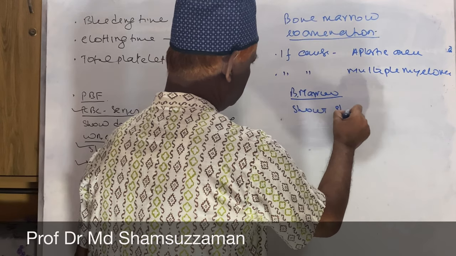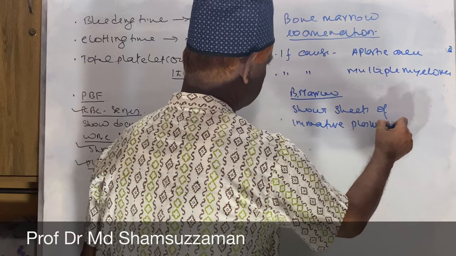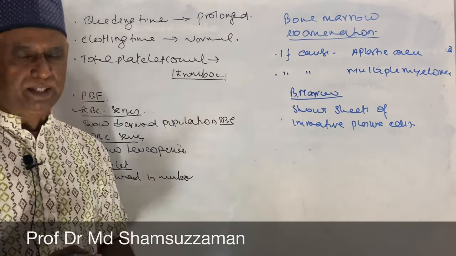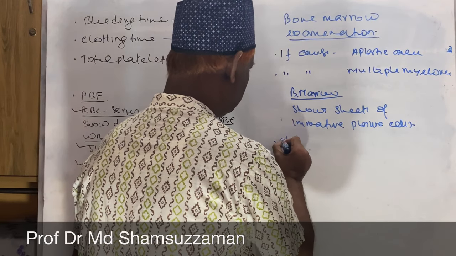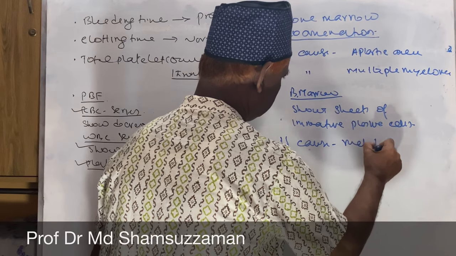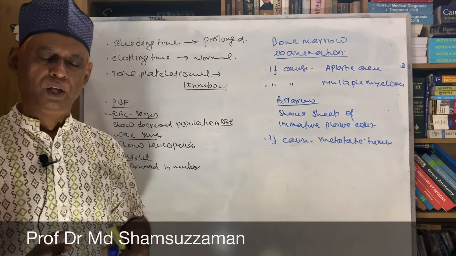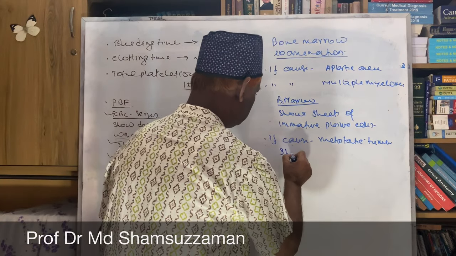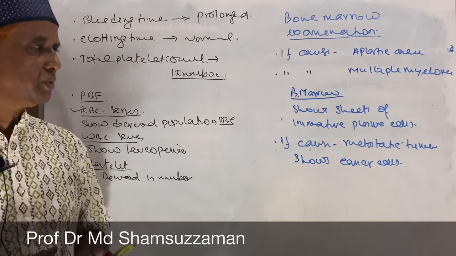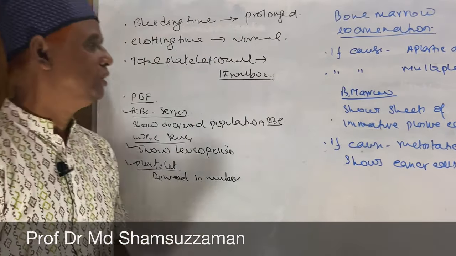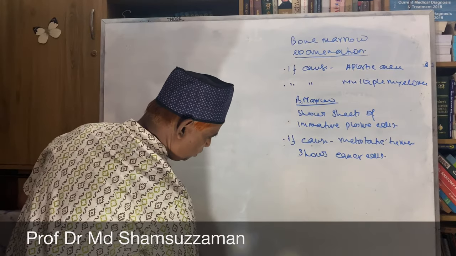Bone marrow shows sheets of immature plasma cells or sheets of myeloma cells in case of multiple myeloma causing pancytopenia. If the cause is metastatic tumor of bone, the bone marrow will show atypical cells or cancer cells. If the cause is myelofibrosis, then bone marrow shows areas of fibrosis with decreased hematopoietic elements. So these are the bone marrow findings.